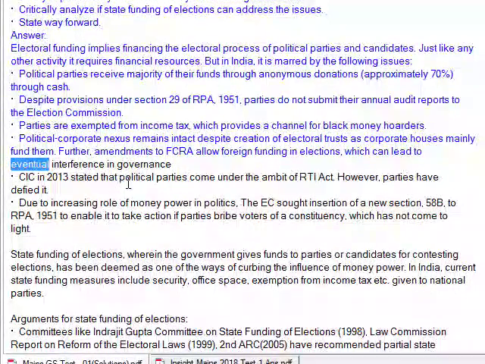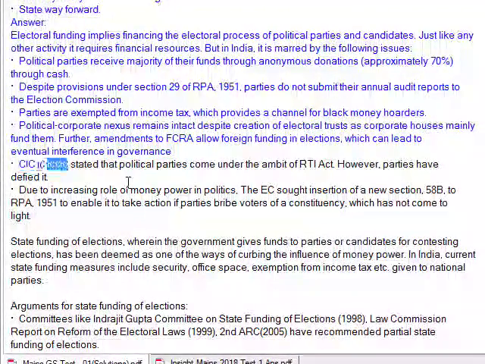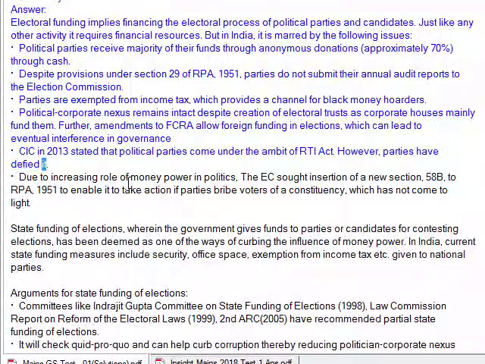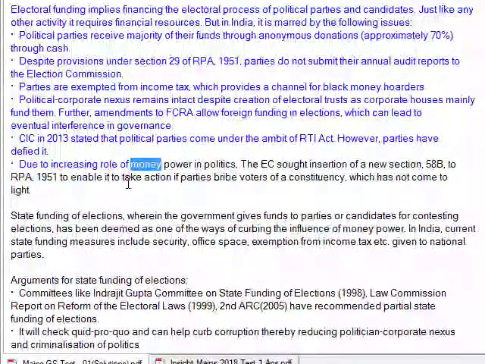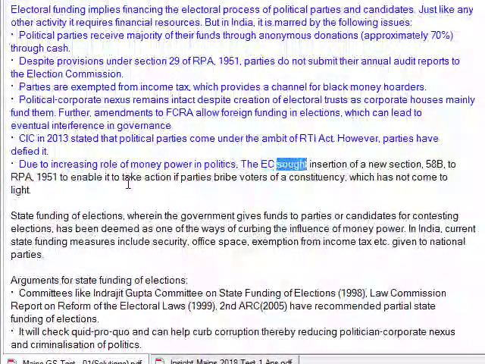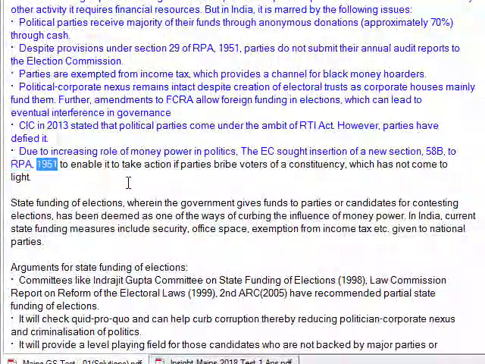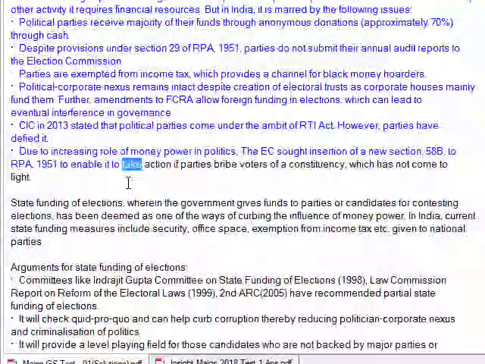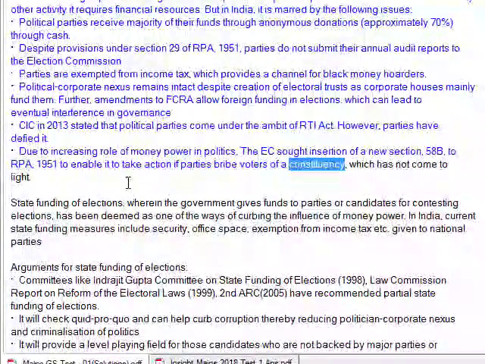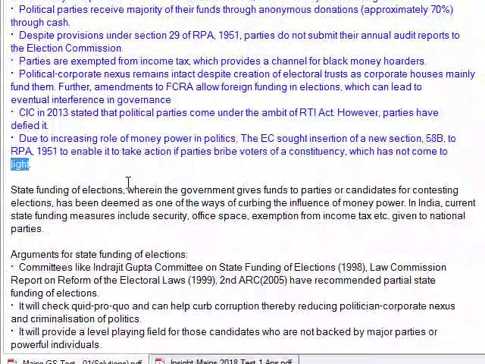which can lead to eventual interference in governance. CIC in 2013 stated that political parties come under the ambit of RTI Act. However, parties have defied it. Due to the increasing role of money power in politics, the EC sought insertion of a new section, 58B, to RPA 1951 to enable it to take action if parties bribe voters of a constituency, which has not come to light.